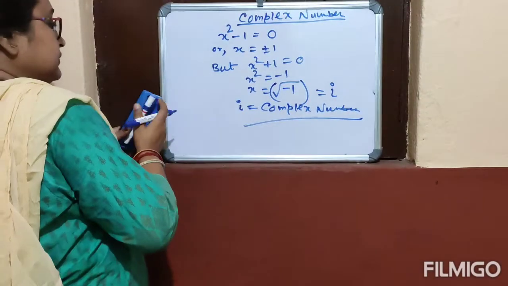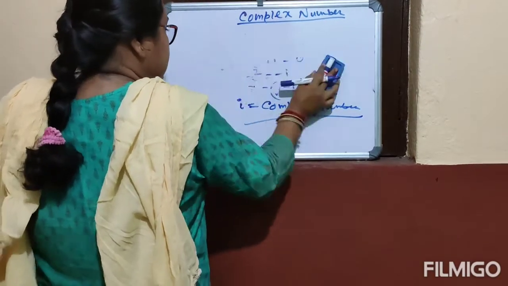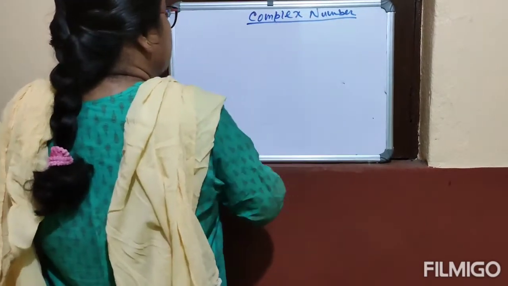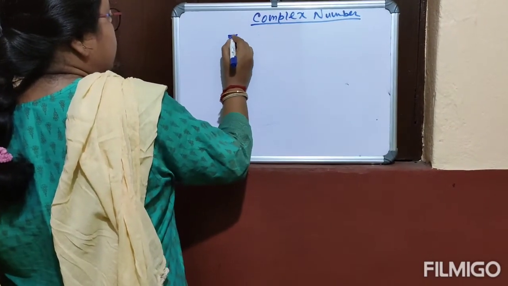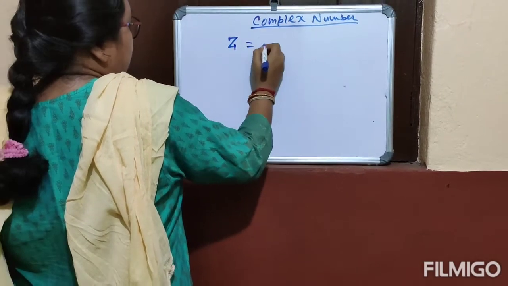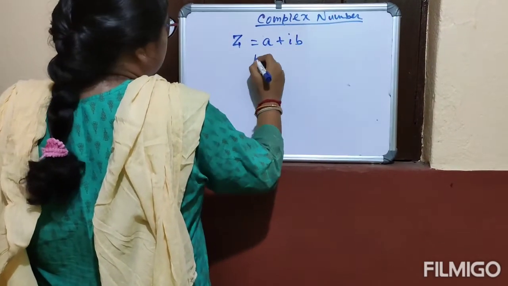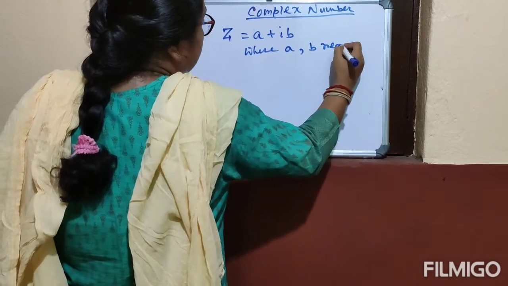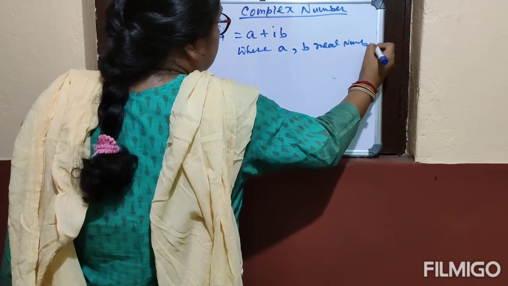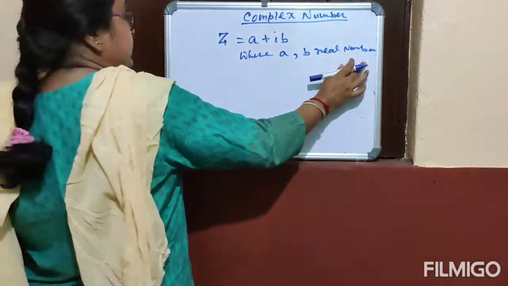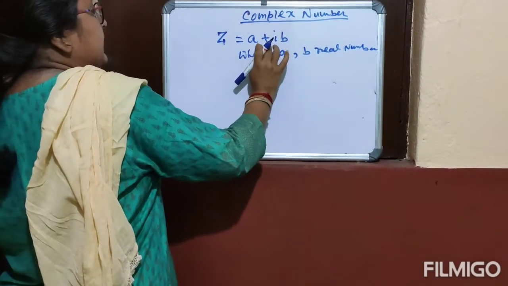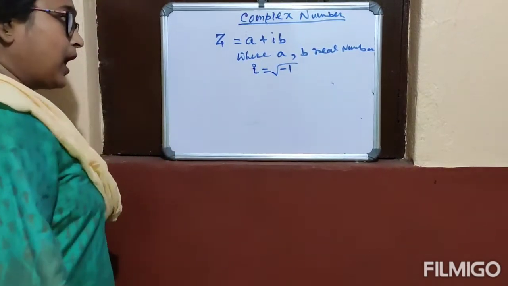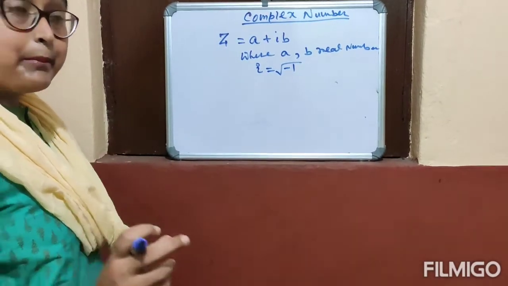Now, what is the way to write a complex number? Z is called a complex number, capital Z. This is denoted as a plus ib, where a, b are real numbers. Okay student, a and b are real numbers. Z is equal to a plus ib, where i is equal to root over of minus 1. This is a complex number.